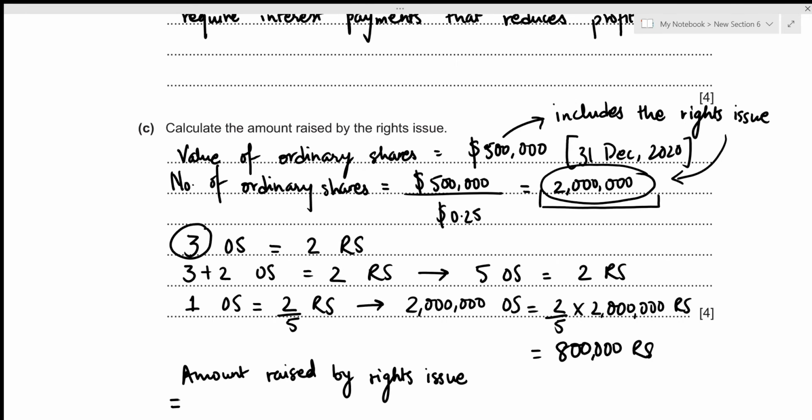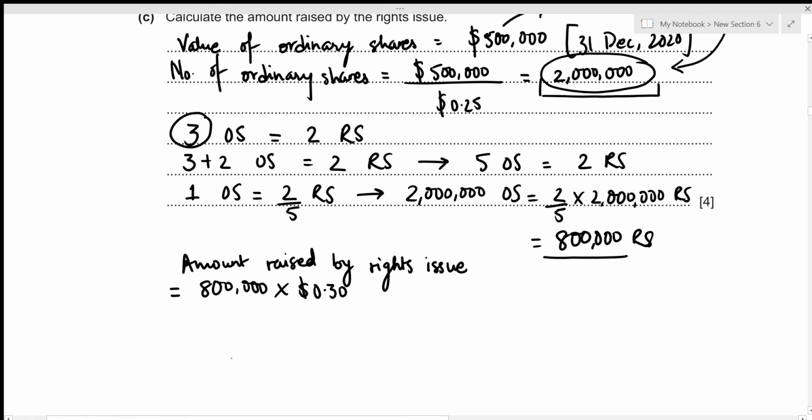Now in order to figure out the amount raised by rights issue, we can just multiply the total number of rights issue shares with the amount at which these right shares were issued. So we know that the right shares were issued at a premium with a value of 0.30. So that's just going to be 800,000 into the value 0.30. This gives us the total amount raised by the rights issue to be 240,000. This concludes the third part of this question.